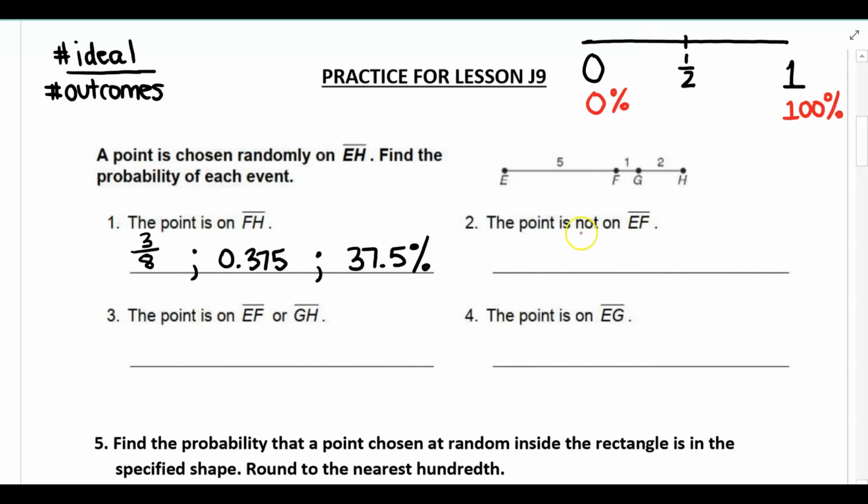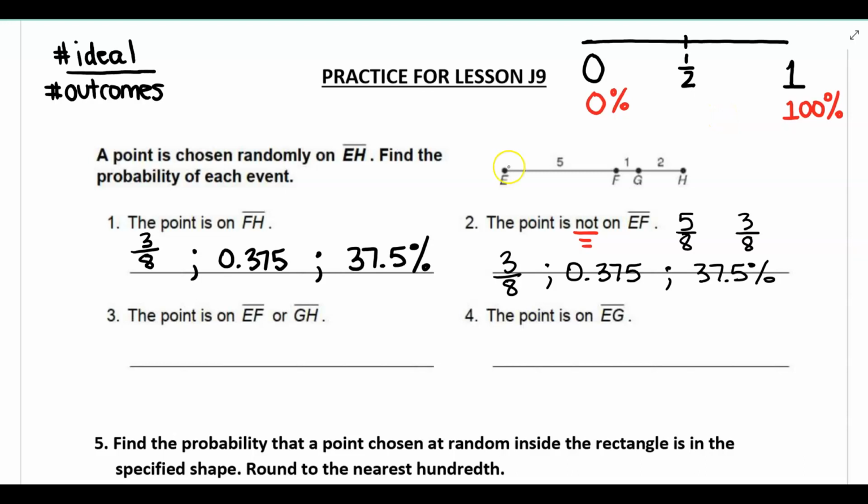Okay, number 2. What is the probability that the point is not on EF? Well, if EF is worth 5 out of 8, that means the probability that it's not on EF is going to be 3 out of 8. Just like the answer on number 1 was, it just happens to be the same. So again, my answer could be represented as 3 over 8, or 0.375, or 37.5%.